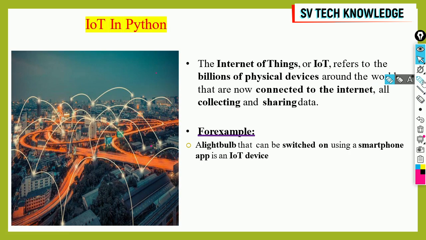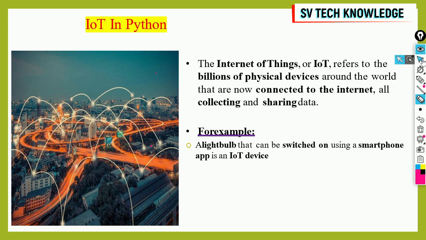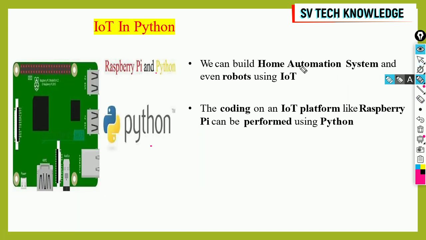IoT in Python. Coming to the field of IoT, the Internet of Things refers to the billions of physical devices around the world that are now connected to the internet, all collecting and sharing data. For example, a light bulb that can be switched on using a smartphone app is an IoT device. In the IoT sector also we use the Python language. We can build home automation systems and even robots using IoT. The coding on IoT platforms like Raspberry Pi can be performed using Python.